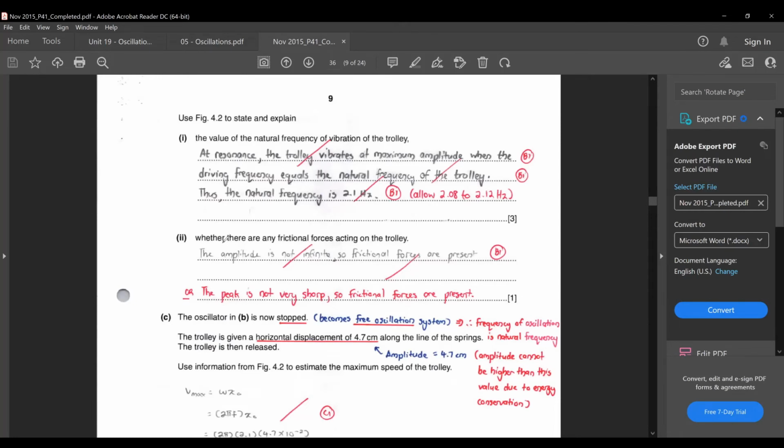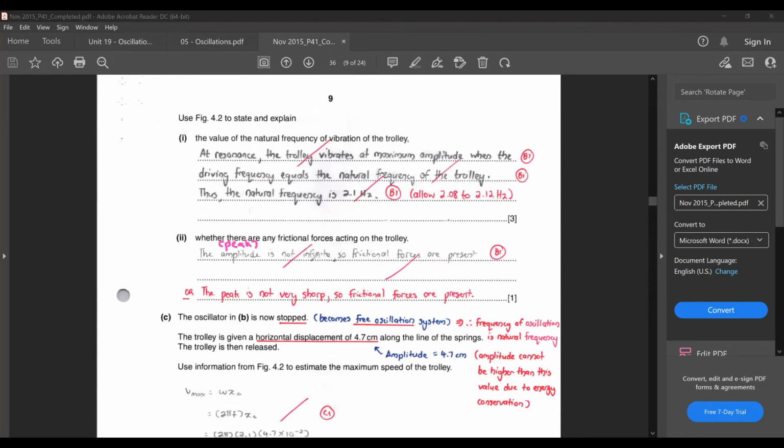Or you could replace it with this. The peak is not infinite, so frictional forces are present. There's a limit to your amplitude, there's a limit to your peak, so frictional forces are actually present here. In other words, because the amplitude or peak is not infinite, frictional forces are therefore present. All right, so far so good with this.